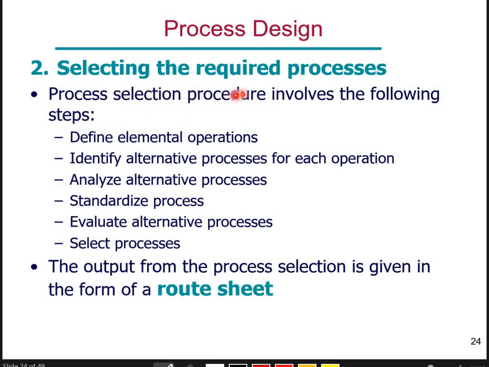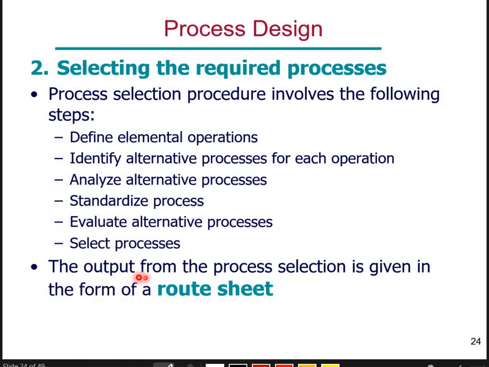So we need to select the required processes, and this process selection procedure includes these steps. We need to define some elemental operations. If possible, we will identify some alternative processes for each operation. Then we will analyze these alternative processes and standardize them, evaluate them, and then select the best processes. So these are the steps of selecting the required processes.